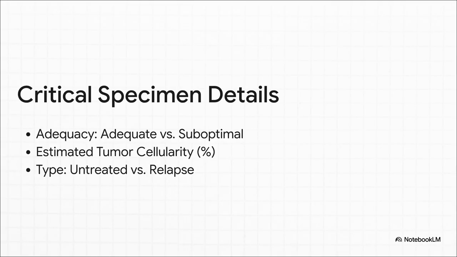These are the first crucial questions you have to answer. Is this sample even good enough for testing? How much of this tissue is actually tumor? And is this a brand new diagnosis, or is this cancer that's come back after treatment? Getting these answers right up front saves everybody a ton of time and makes sure your results are actually reliable.